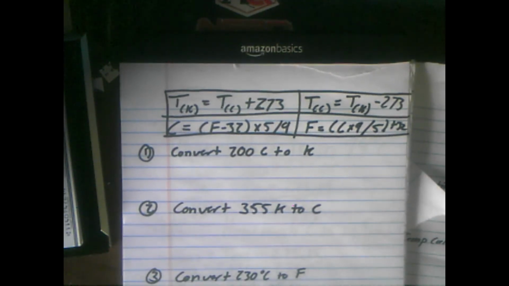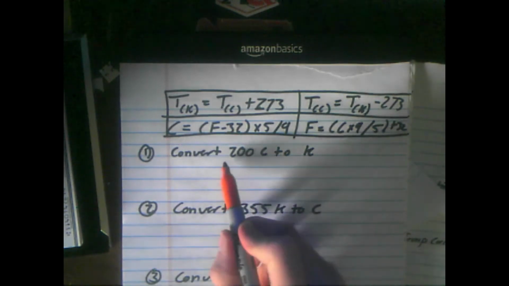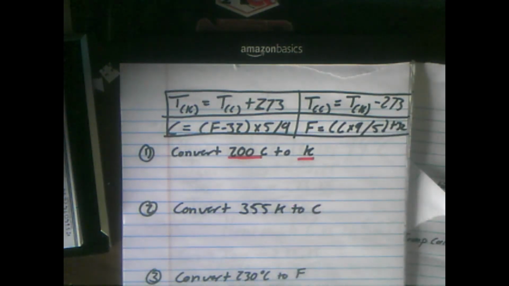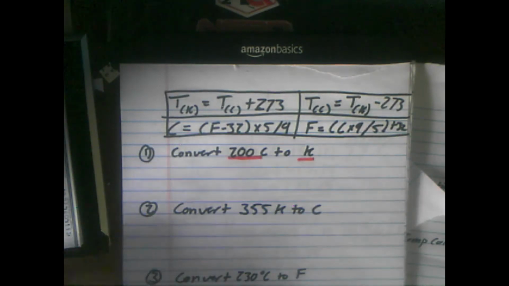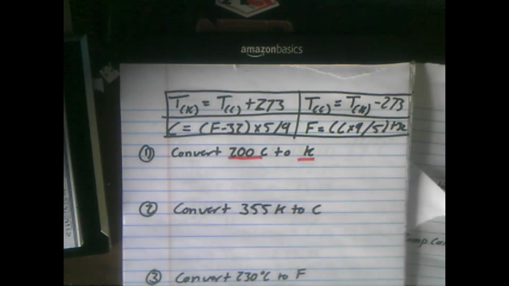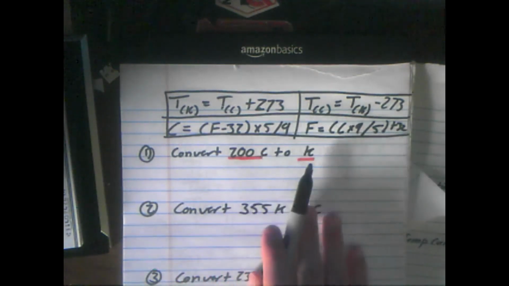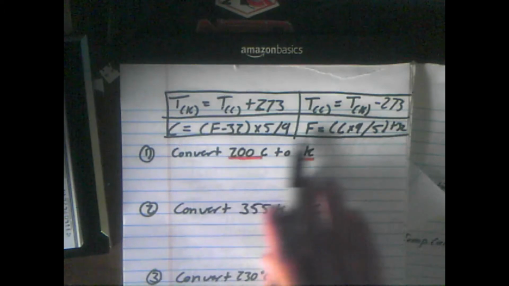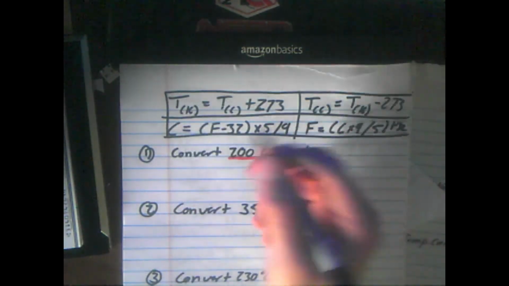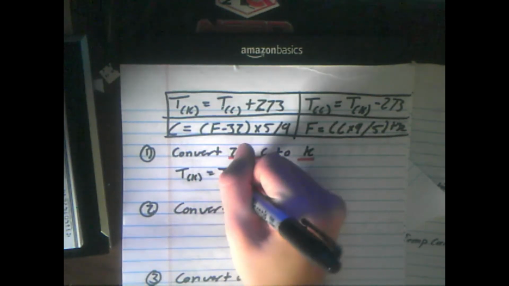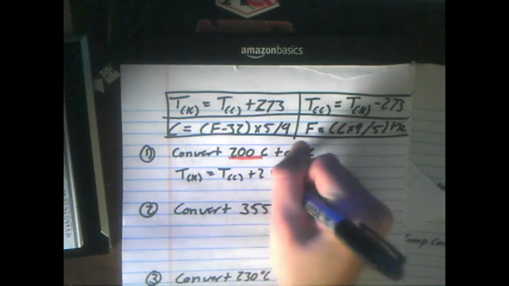So for the first one, we're asked to convert 200 degrees Celsius to Kelvin. So we know we need to look at one equation that is dealing with Kelvin. In this case, looking above, we have degrees Celsius and we need Kelvin. So we're going to look for which one has it. This first one here. So we know it's going to be temperature Kelvin is equal to temperature Celsius plus 273.